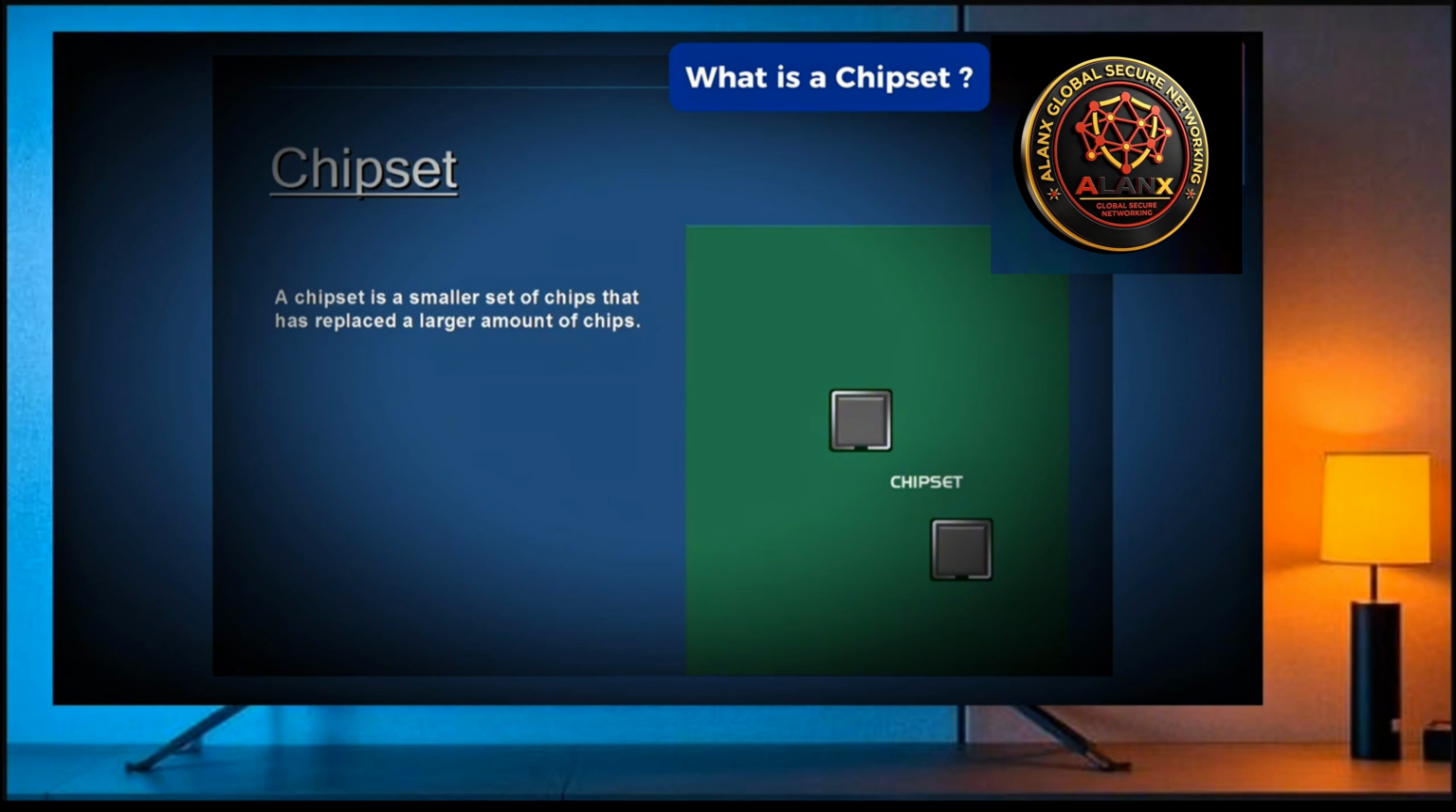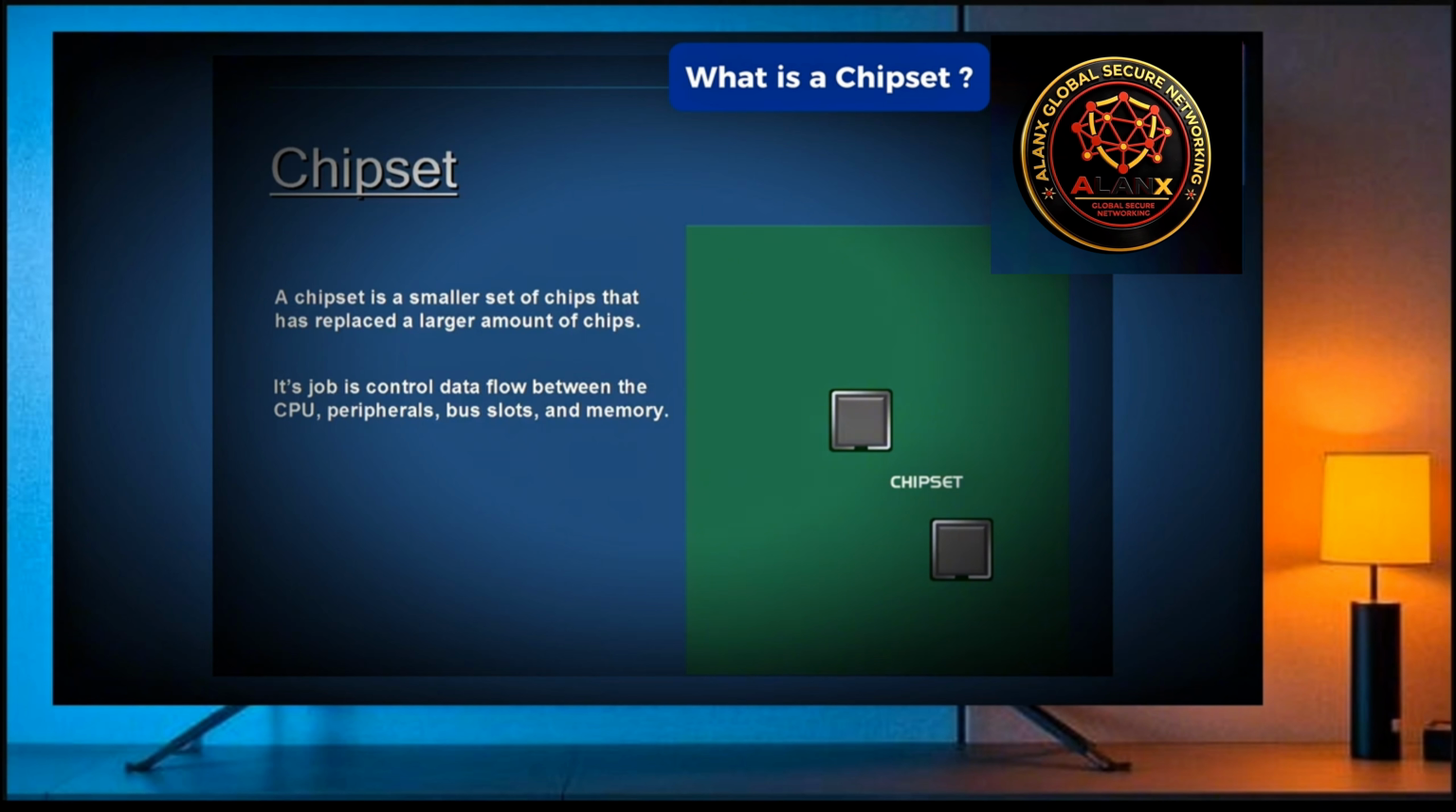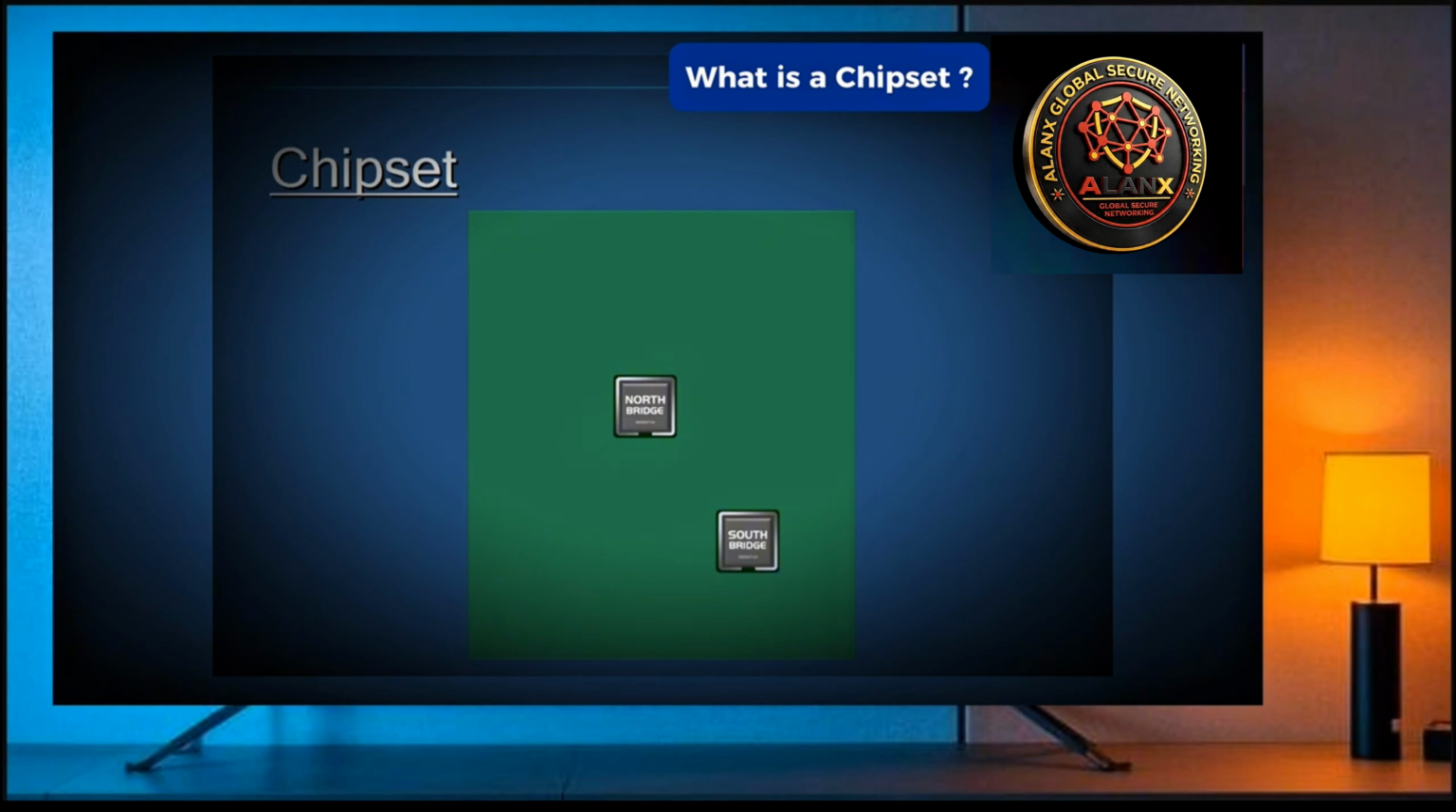And the chipset's job is to control data flow between the CPU, the peripherals, bus slots, and memory. So all of the different parts of the computer communicate with the CPU through the chipset. The chipset basically consists of two chips. One is called the Northbridge, and the other is called the Southbridge.